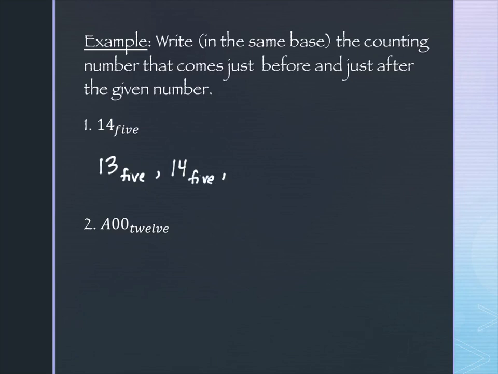In base 10, if we were working with this number, the next number would be 15. But there's a problem with 15. What's the problem with the 15 if I were to write it down in base 5? There's no 5s in base 5, right?